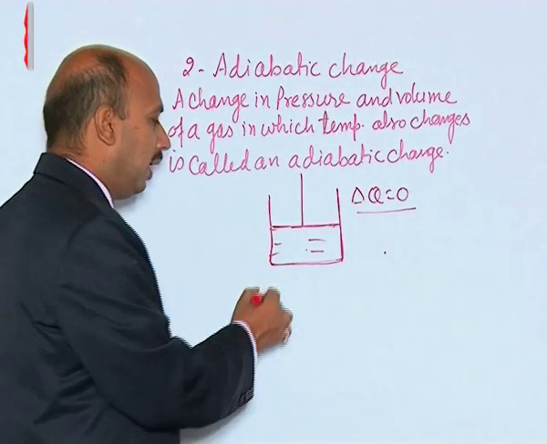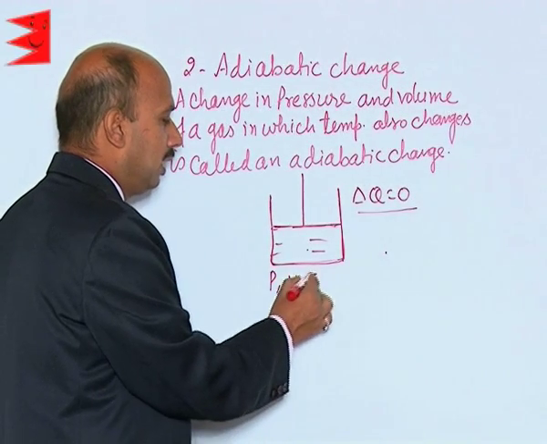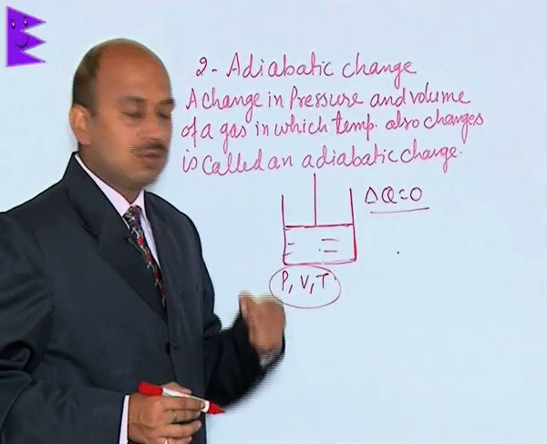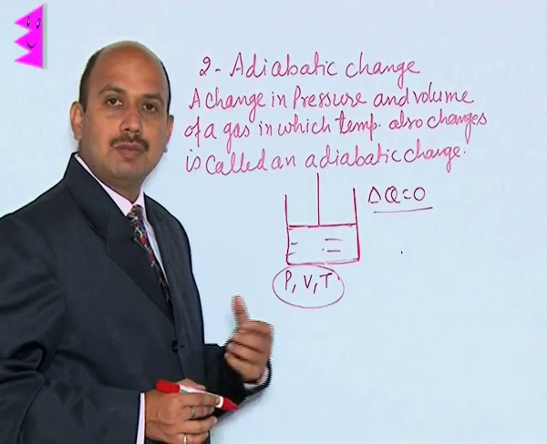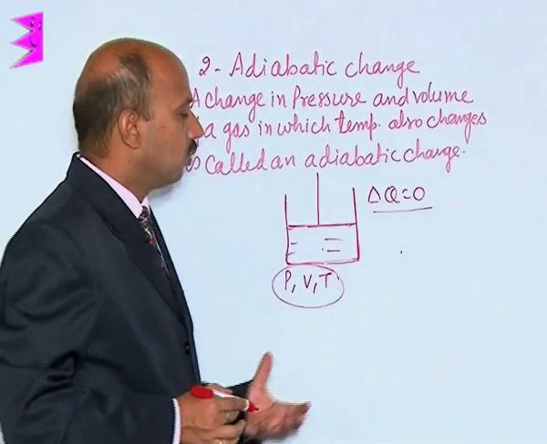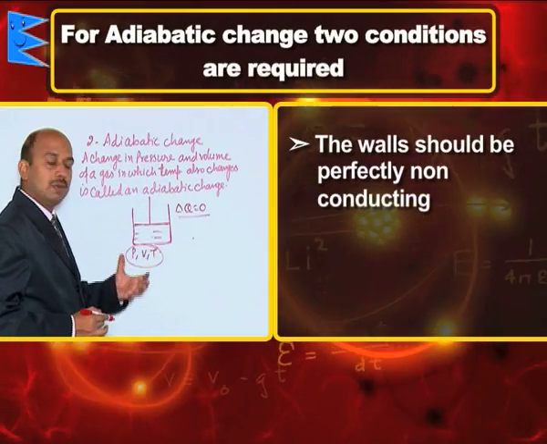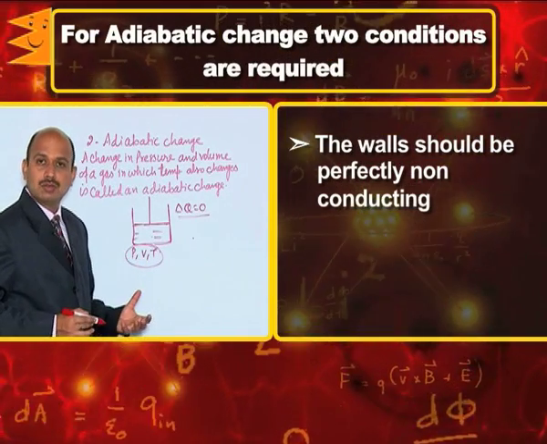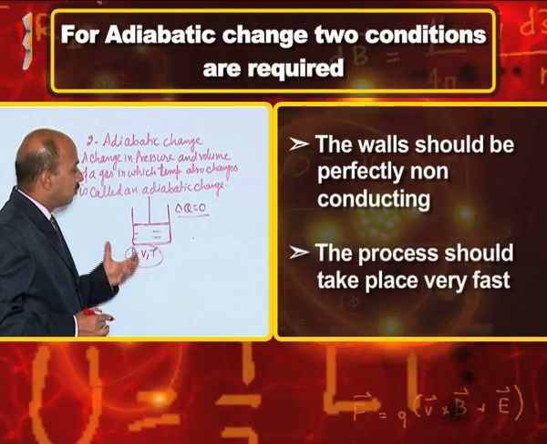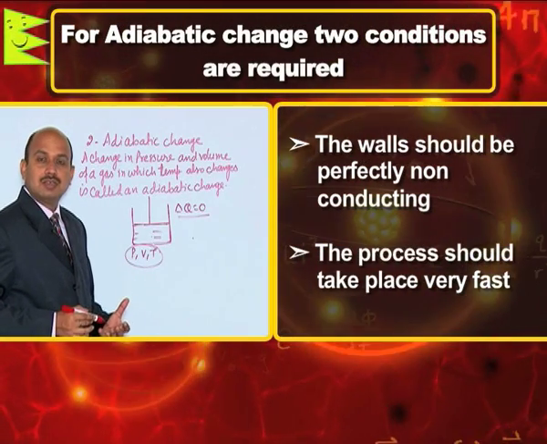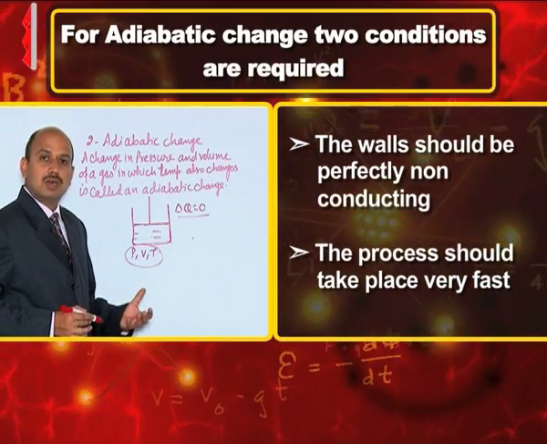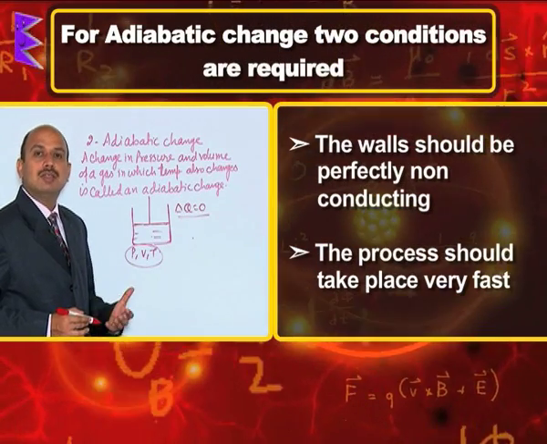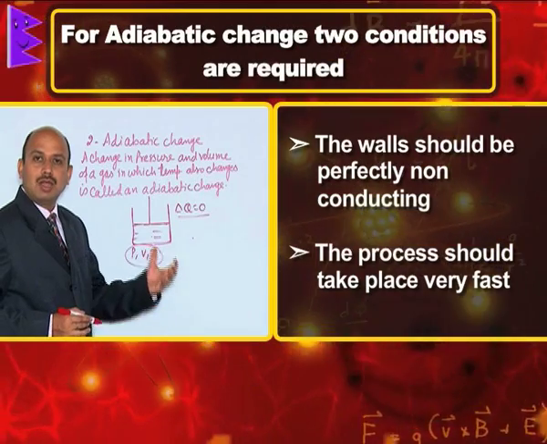So when the gas expands here, P, V and T, all these three parameters change. There are two necessary conditions for an adiabatic change to take place. First, the walls of the container must be perfectly non-conducting, that means adiabatic walls. And also the expansion or compression of gases should take place very fast, that is, suddenly, so that there is no time to exchange heat between the system and surroundings.